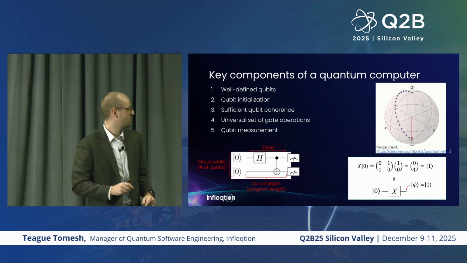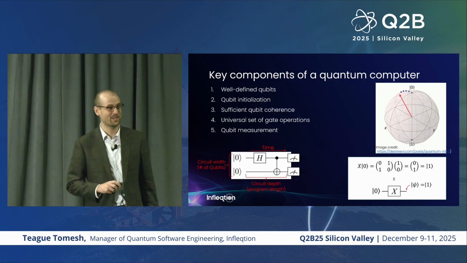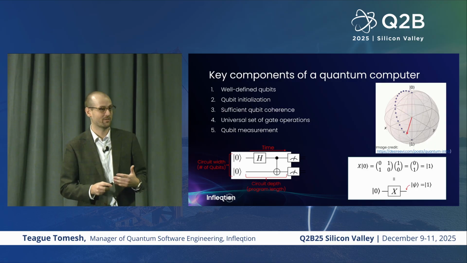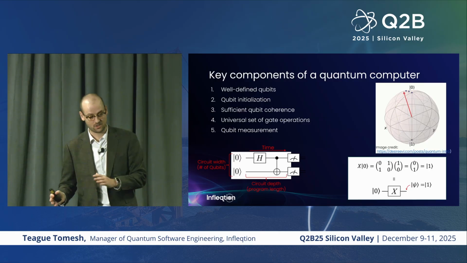And then we also need to have sufficient qubit coherence, which is a wonderful property of neutral atom quantum computers. We have qubit coherence times measurable on the order of seconds versus superconducting approaches.